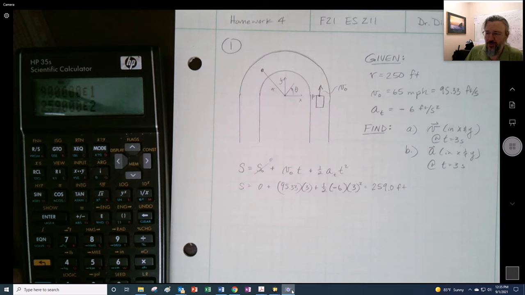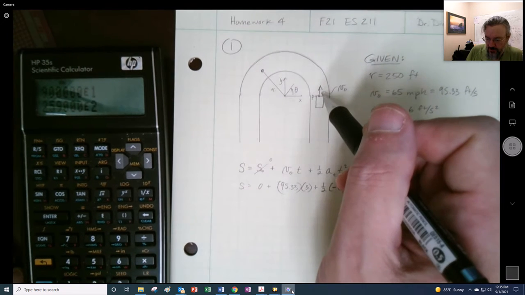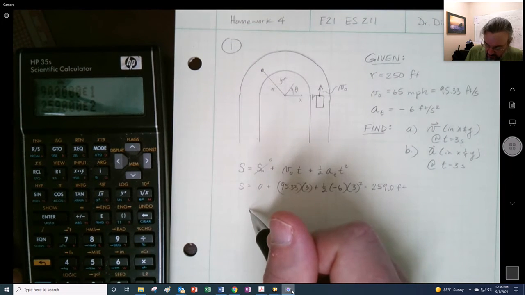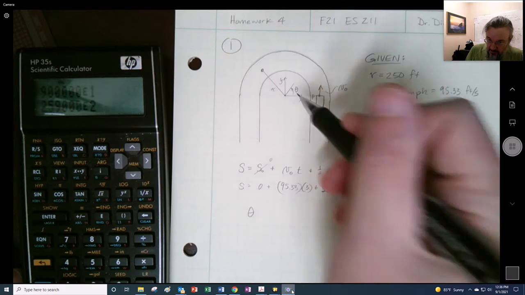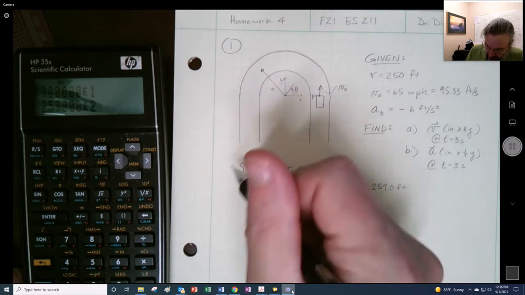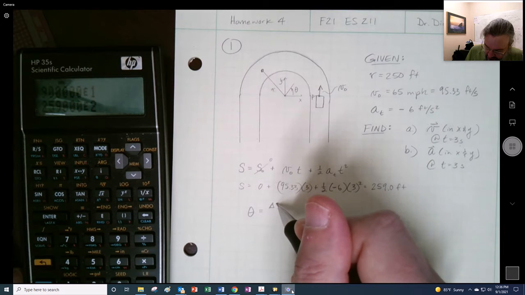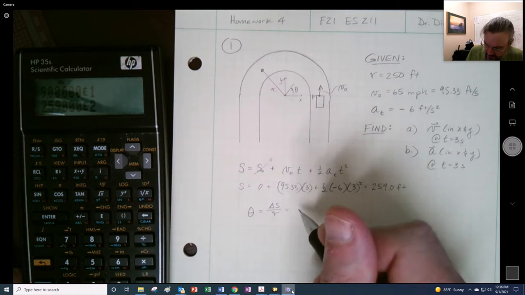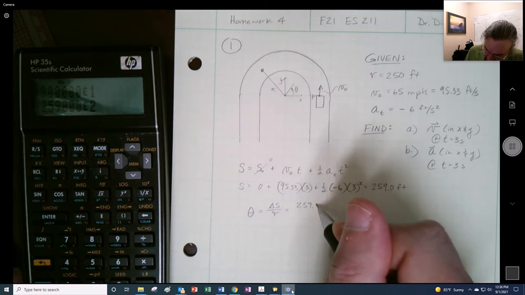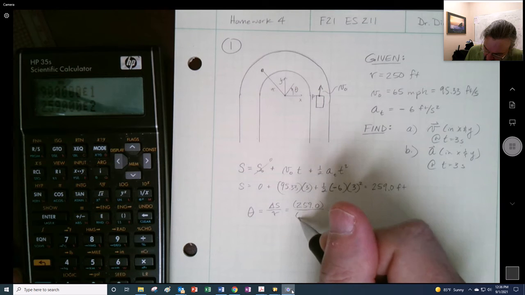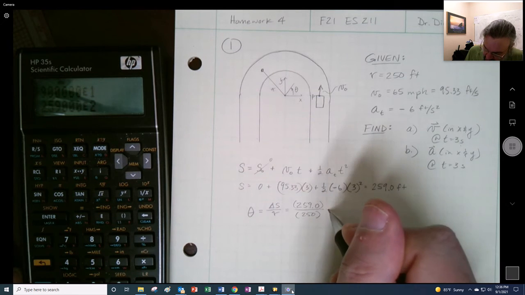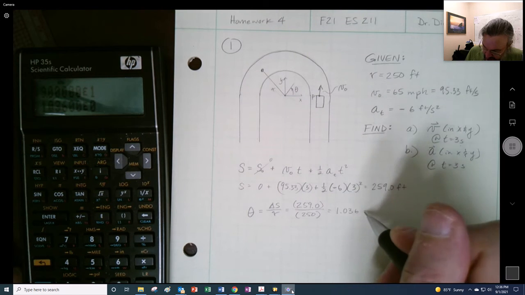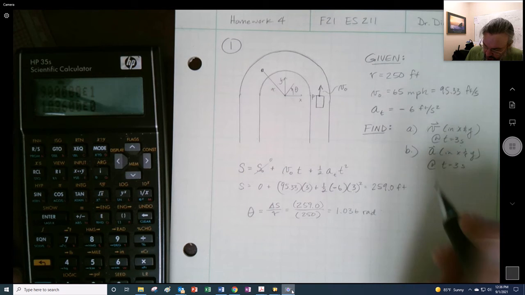And now we want to figure out what angle that's going to be. We know the radius and we know the arc length, so from that we're going to be able to get the theta. This is really delta S over R, and the answer here is going to be in radians. So we have 259.0 divided by 250, which is 1.036 radians.